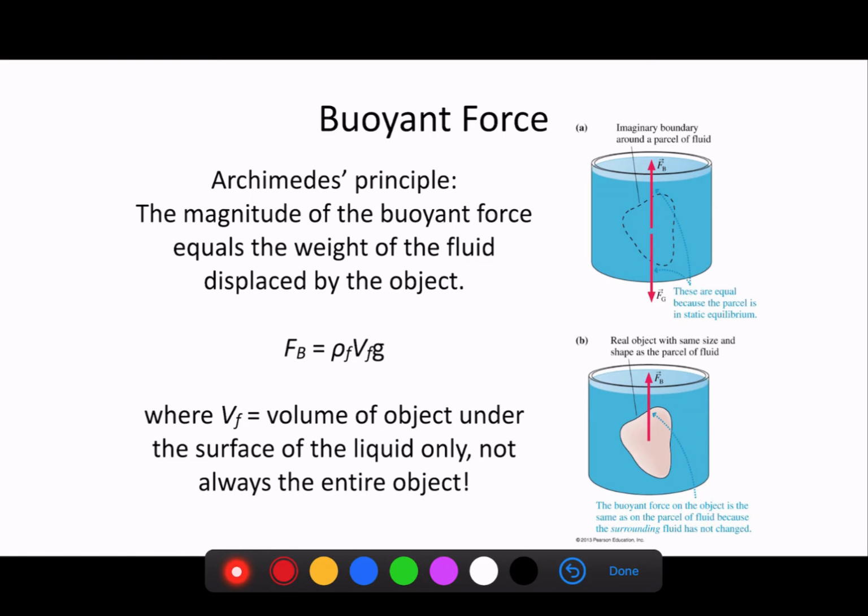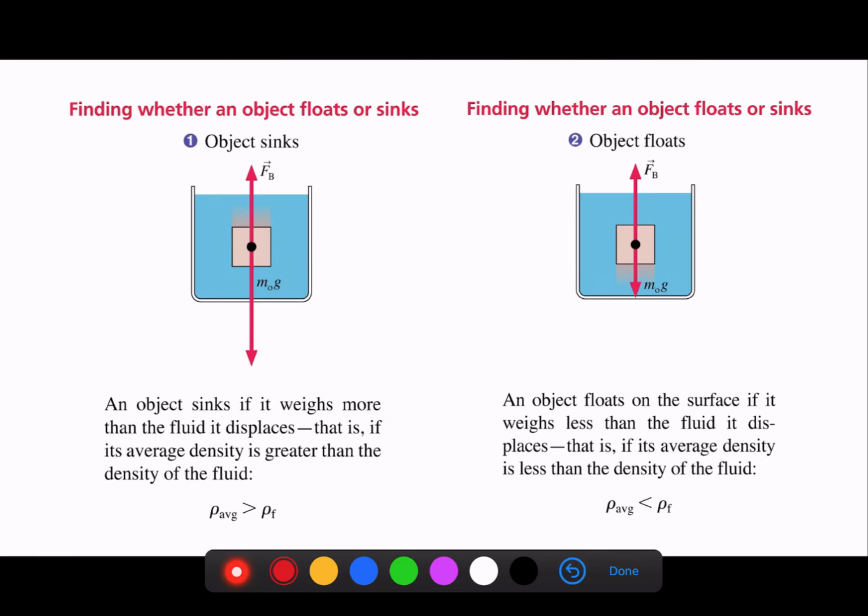So if you want to go through and figure out if an object sinks, floats, or otherwise, the only difference here is the difference in densities. So an object is going to sink if it weighs more than the fluid that it displaces. So basically, if the average density of your object is greater than the density of your fluid. Now the opposite is going to be true if an object floats. If an object floats, that means that it weighs less than the fluid that it's displacing, meaning that its average density is less than that density of the fluid. And we're using ρ_f for density of the fluid.